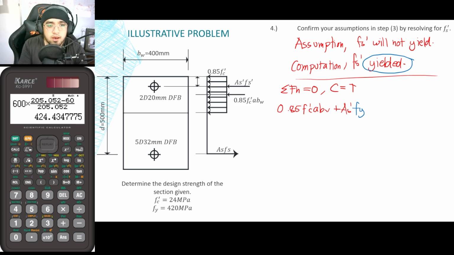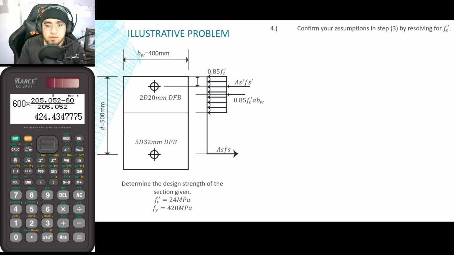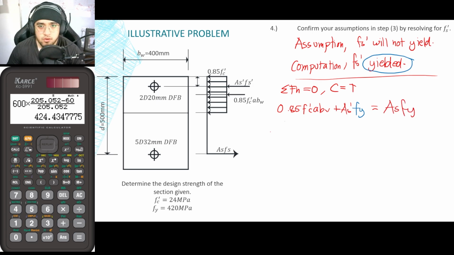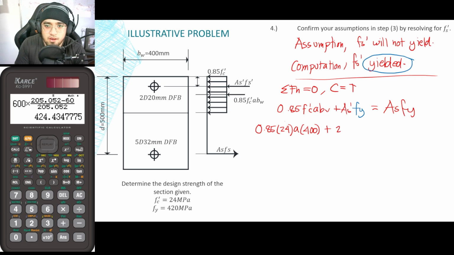And from that, guys, this is now equal to AS, Fy. So from that, substituting all known values, 0.85 times F prime C of 24 times A times BW of 400 plus AS prime. So what was our AS prime once again? I forgot actually. I think this is 200 pi. So 200 pi times Fy of 420.